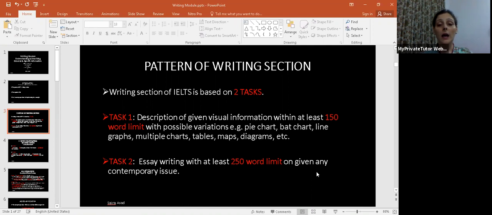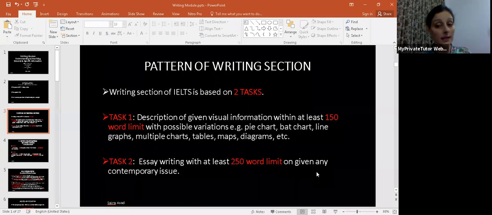The first task can be in the form of a pie chart, a bar chart, a line graph, multiple sorts of charts, maps, diagrams, tables, etc. That can be in the form of a visual, and you are going to describe it.